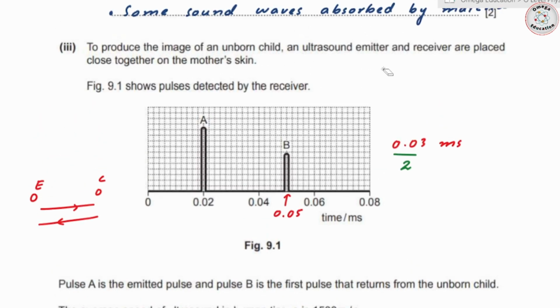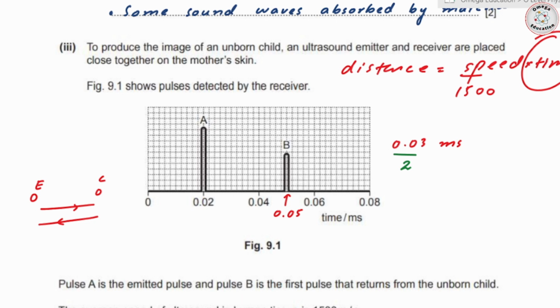First of all, you write down the formula for distance. Distance equals speed times time. Speed is given as 1500. There is no issue with the speed. The entire issue, the entire question, is regarding the time.